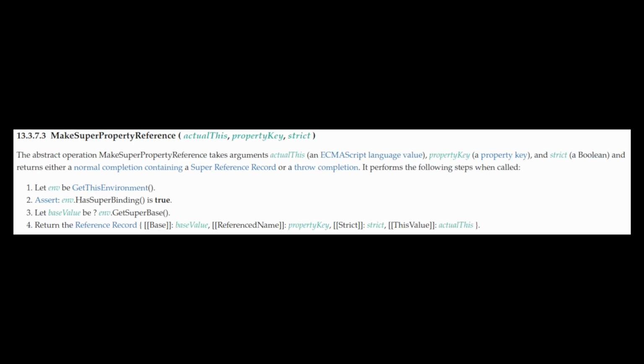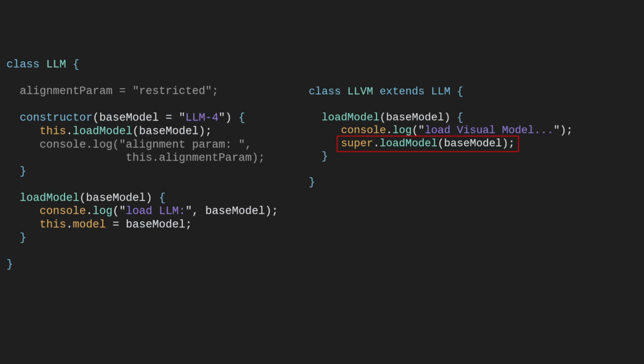MakeSuperPropertyReference will get the prototype of the home object and store it inside baseValue, and will return a reference record. In short, a reference record is an internal data structure that is used to track how a variable or property should be resolved at runtime. So here, MakeSuperPropertyReference tells us that to find the property with the name propertyKey, we need to look inside the object baseValue, which contains the prototype of the home object of the function object using super. Confused? Let's see what happens when super.loadModel is evaluated.